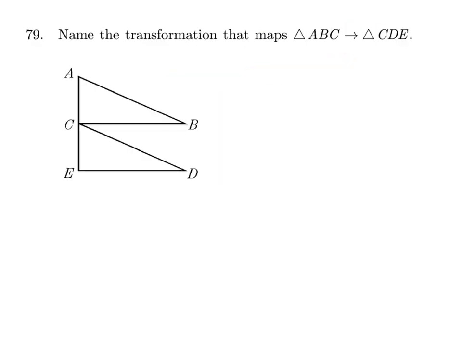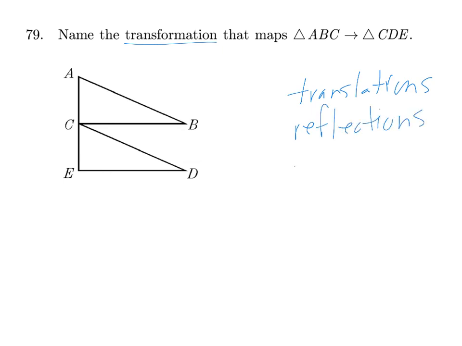Name the transformation that maps triangle ABC to CDE. What is a transformation? Well, we learned 3 different types. We learned translations, which in other words is shifting a figure. We learned reflections, and we learned about rotations.